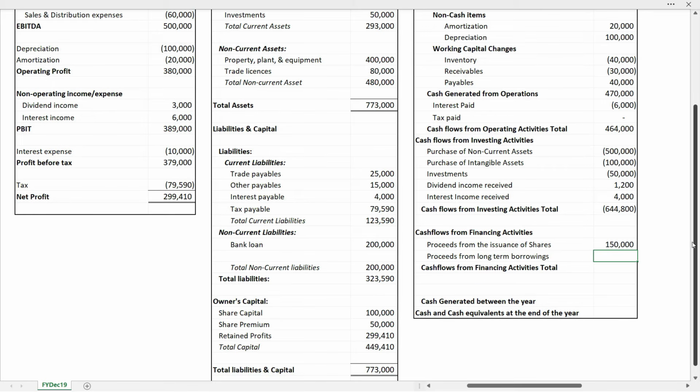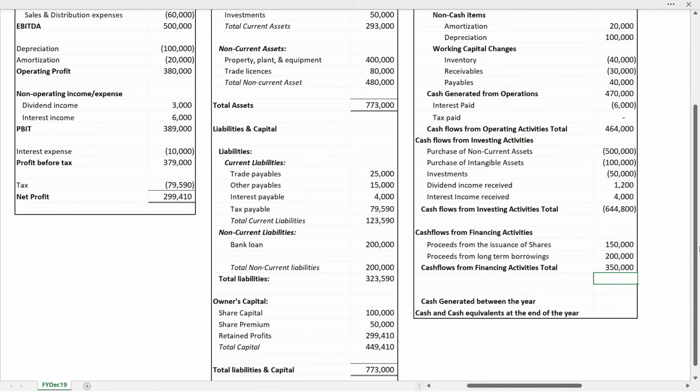Then let us talk about long-term borrowings as well. From 0, you are at a $200,000 bank loan, which means that you must have received this money. So again, a positive value of $200,000. And then let us sum together both the financing activities, and here you have a value of $350,000.